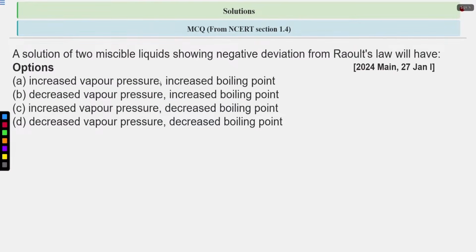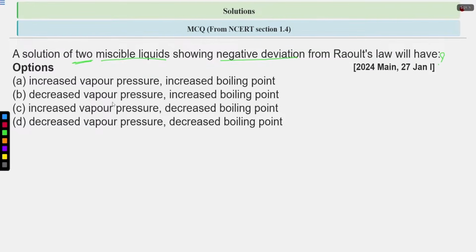Now this is again an MCQ question, and it comes under section 1.4 of the NCERT textbook in the chapter Solutions. The question says: a solution of two miscible liquids showing negative deviation from Raoult's law will have what? You have to correctly match from the given four options.